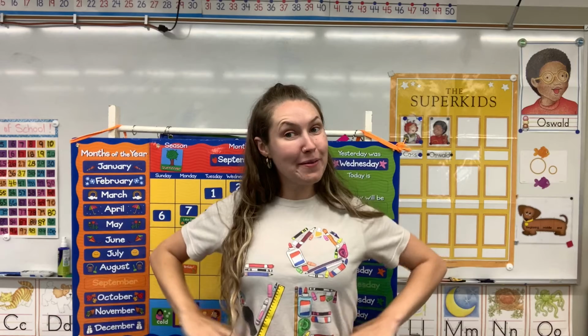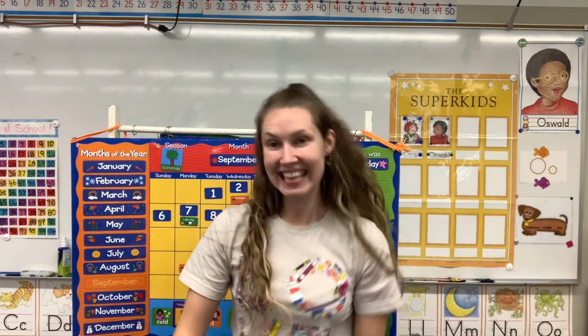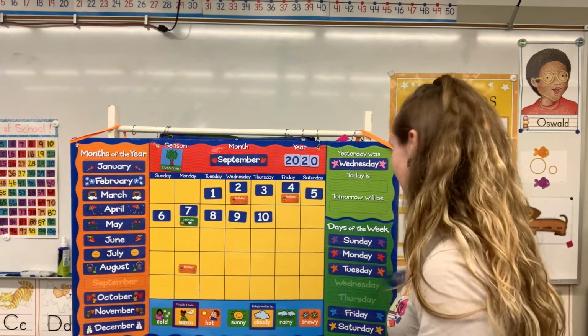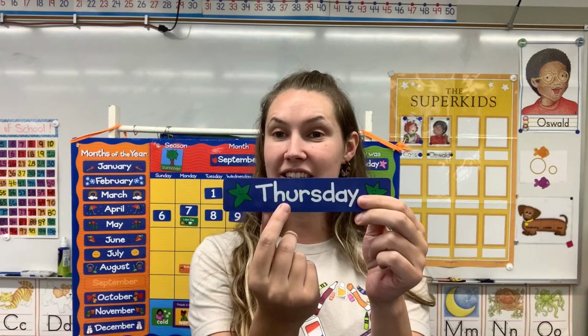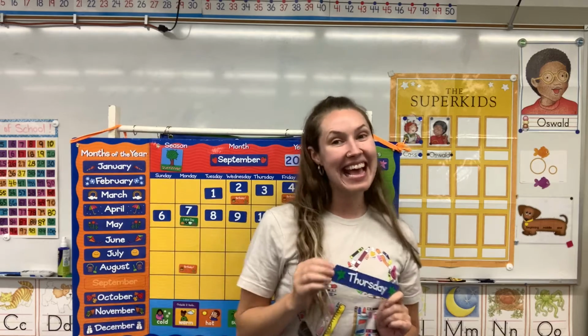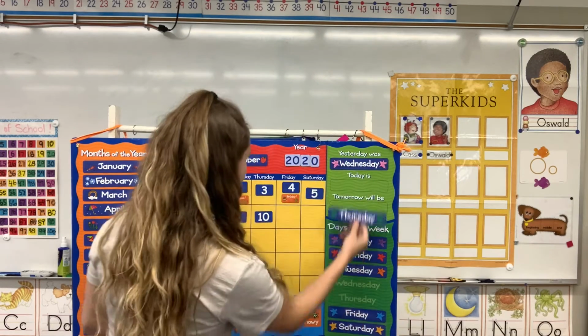Now, if yesterday was Wednesday, that means that today is, what do we say when we touch our knees? Thursday. It's Thursday. Thursday, we use a TH. So now, under your days of the week, you can circle that today is Thursday.